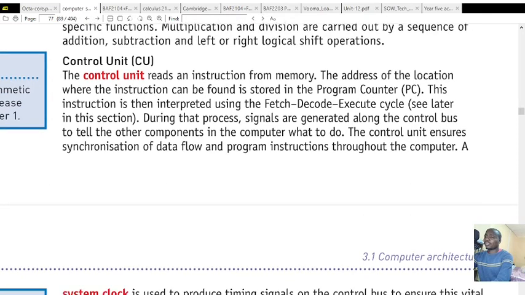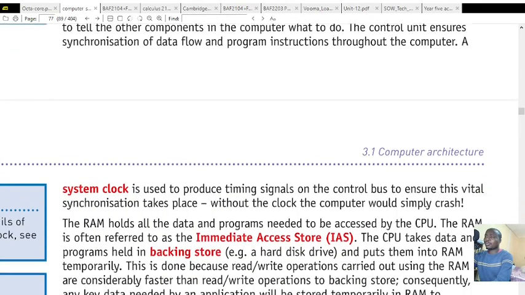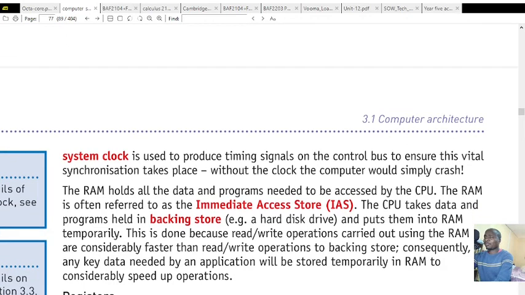There is also the system clock, which is basically used to produce the timing signals for the control bus to ensure synchronization taking place within the computer, and the computer is not crashing.